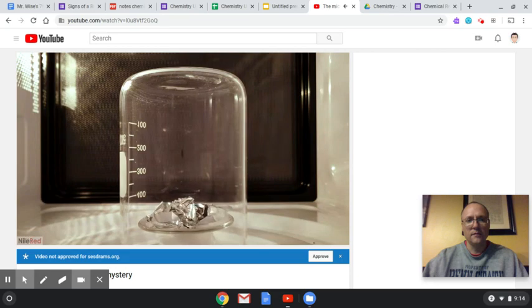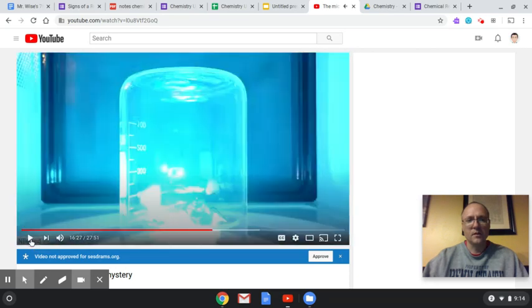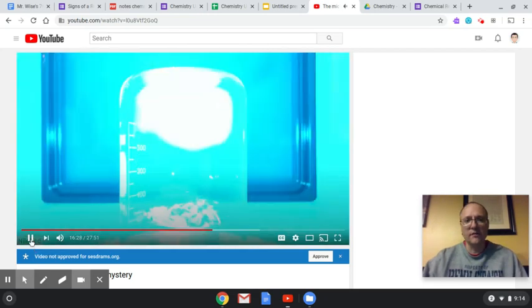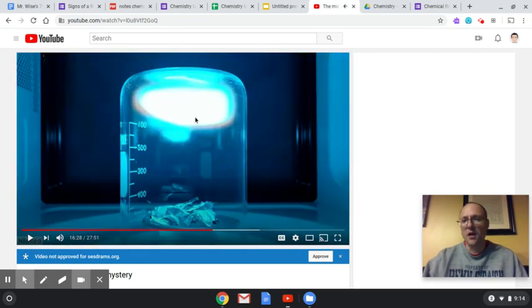This aluminum foil, and I was actually able to get it to work. So you see that big bright blue light, and there should be a plume near the top. Let's see if I can stop it right there. See that plume near the top? That is the plasma that's created.